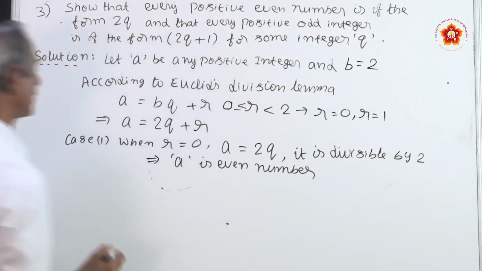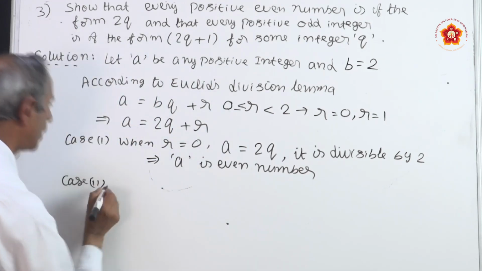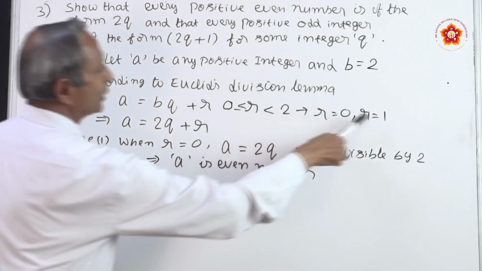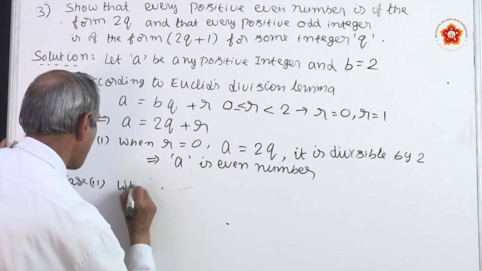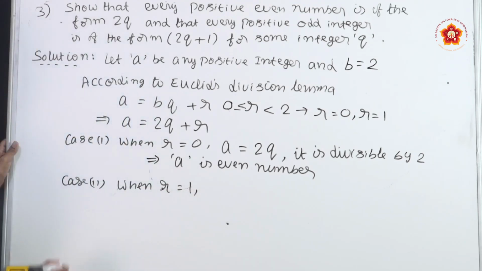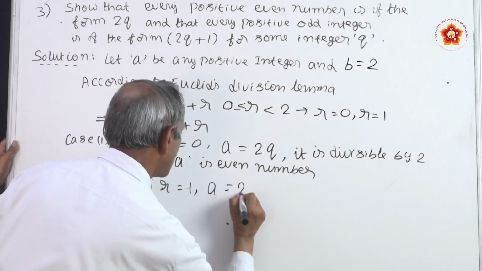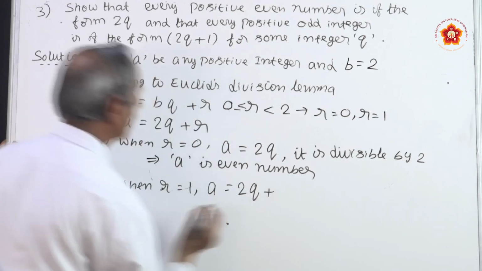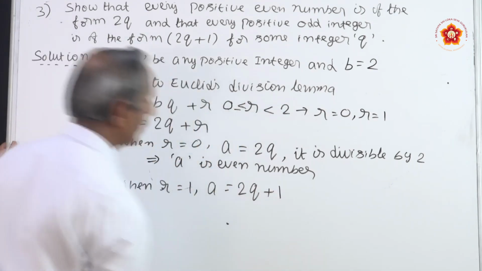Now the second case is also there. Case 2. Now we have to take when R is equal to 1. Now A is equal to 2Q plus R. Here A is equal to 2Q plus R. Here the R value is 1, therefore it becomes 2Q plus 1.